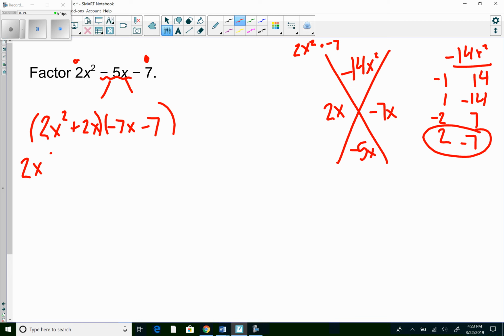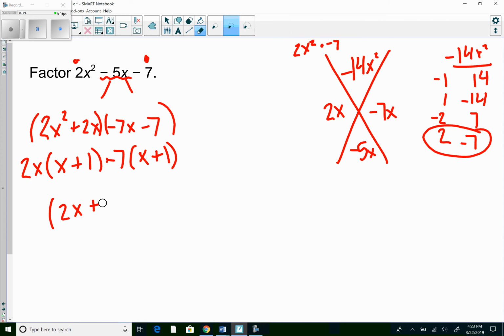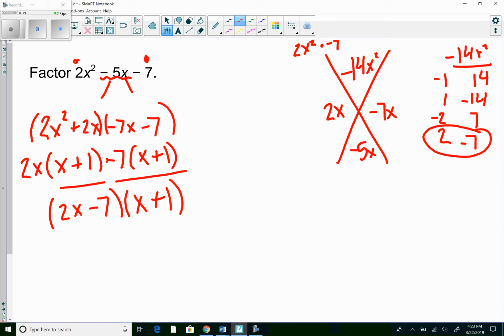If I take out a 2x from this front one, that's going to leave me with x plus 1. In this back one, I'm going to want to take out a negative 7, so that would be x plus 1 as well, leaving me with 2x minus 7. And then again, although it shows up twice, you only write it once.